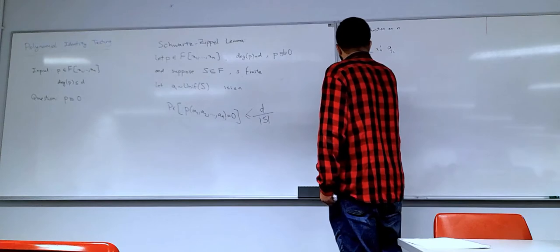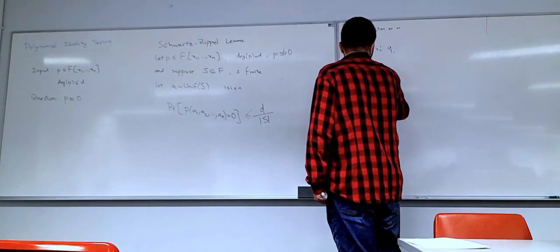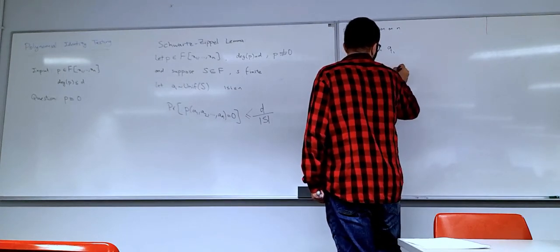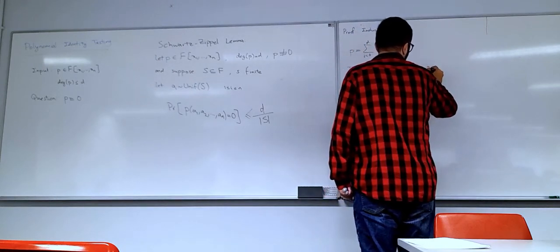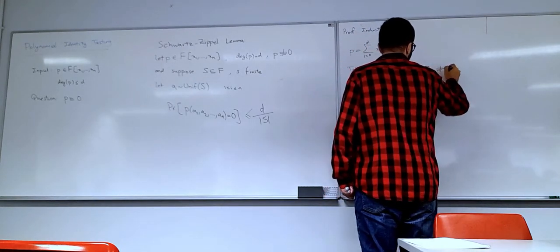So take largest i such that qi is not the 0 polynomial.